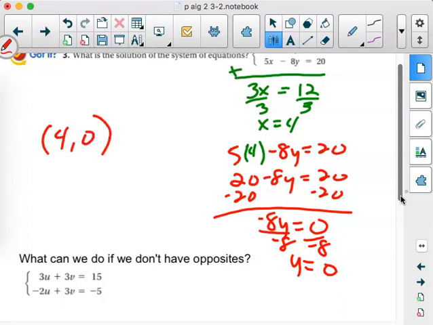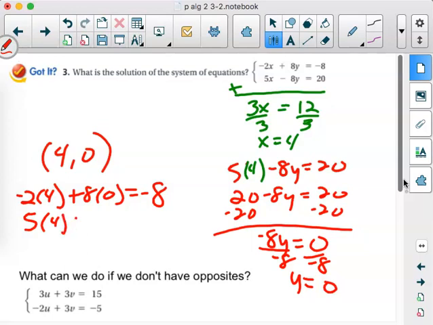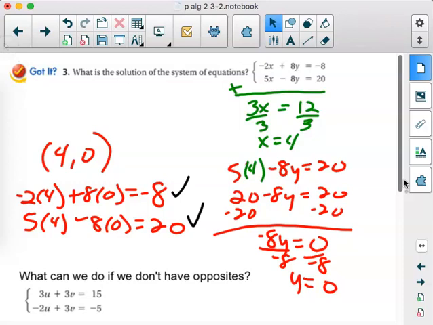You know, put them in. This one would be super fast to check. In fact, I'll write this one down so you can see. -2 times 4 plus 8 times 0 equals -8. Well, of course it does, because 0 times 8 is 0. And 5 times 4 minus 8 times 0 equals 20. Same thing. Of course it does. 8 times 0 is 0. So far, so good.